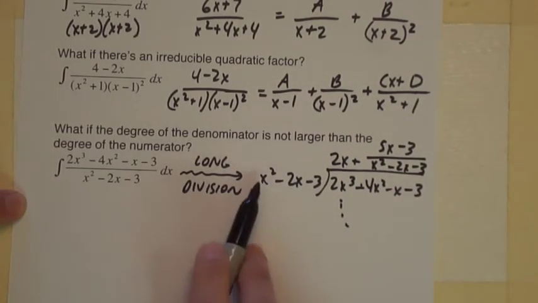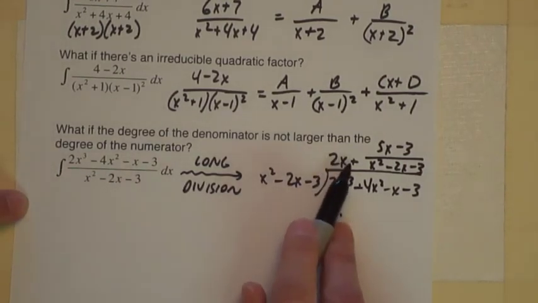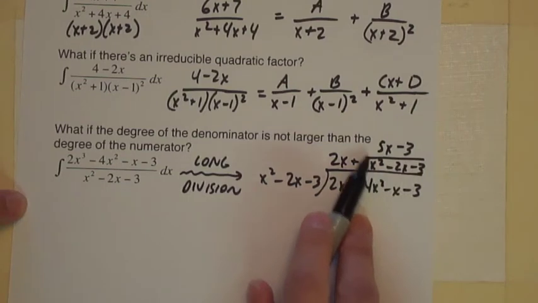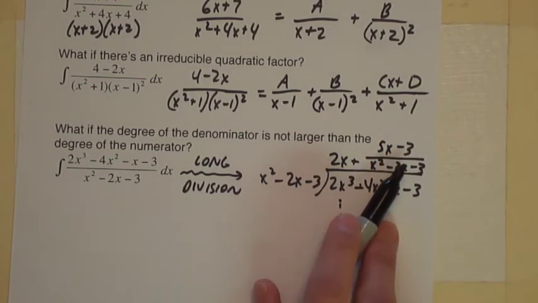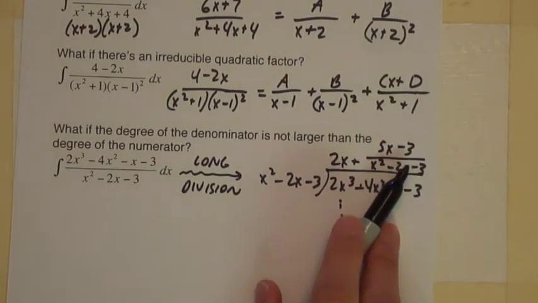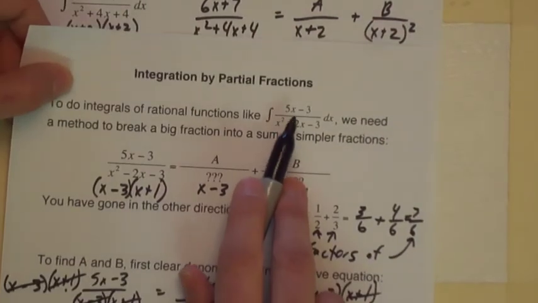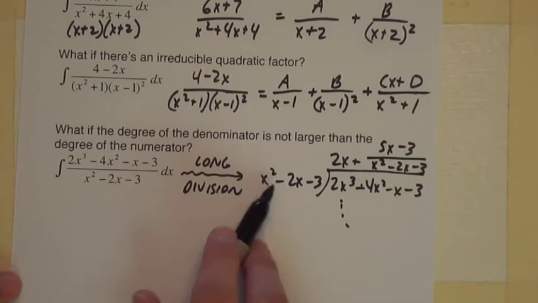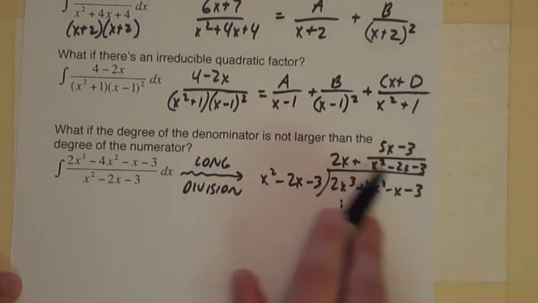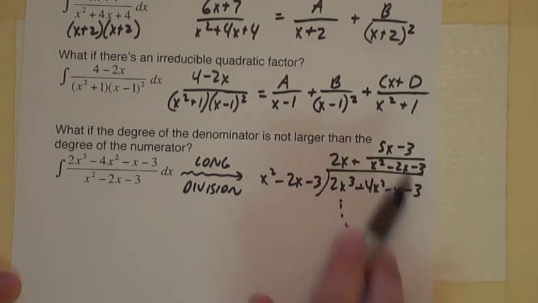And so now you've broken this fraction up into a 2x, which is easy to integrate, plus this thing, which you now know how to integrate. In fact, this one is exactly the first example from the first page that we did earlier. So what you do is do long division, and then do partial fractions on the resulting remainder.